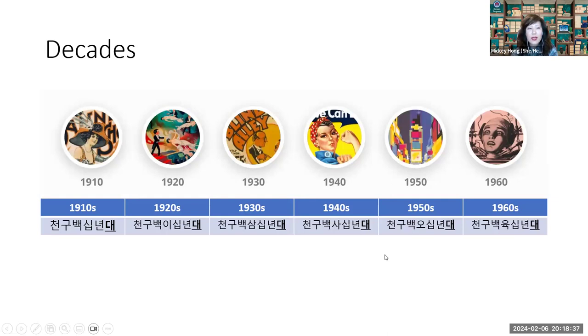Decades are expressed as 년대. The 1910s are 1910년대, the 1920s, 1920년대, the 30s, 1930년대, 1940년대 for the 40s, 50년대, 60년대, and so forth.